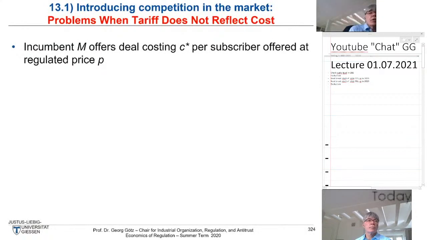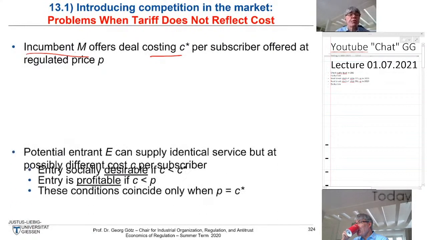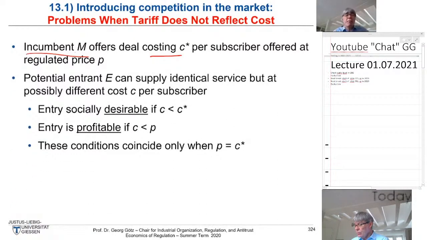Okay, now to put some formal analysis into this, we have some incumbent, call it the incumbent Deutsche Bahn or Deutsche Post, and they have a deal costing C* per subscriber and offered at a regulated price. And the background of all this discussion is that this regulated price might not reflect cost, because we have the same price to deliver a letter to a city as to a North Sea island. And of course costs are very different. The potential entrant then can supply an identical service but at possibly different costs C per subscriber.